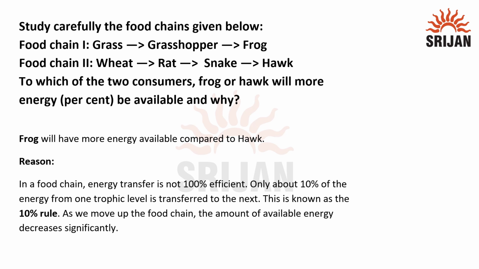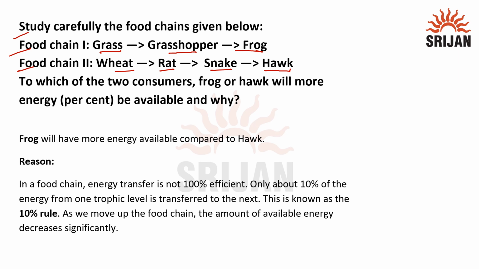The question is, study carefully the food chains given below. Food chain 1: grass, grasshopper, frog. Food chain 2: wheat, rat, snake, hawk. To which of the two consumers, frog or hawk, will more energy be available and why?